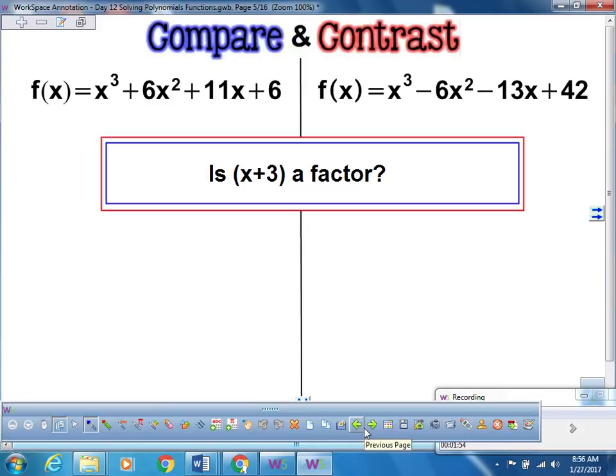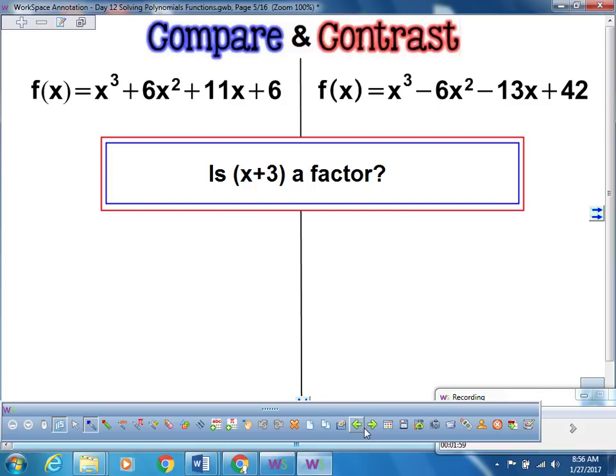All right, so let's compare and contrast the 2 of these. So why don't you guys practice a little bit? Get your markers out. You can write right on your desk. And I'm asking you, is x plus 3 a factor?